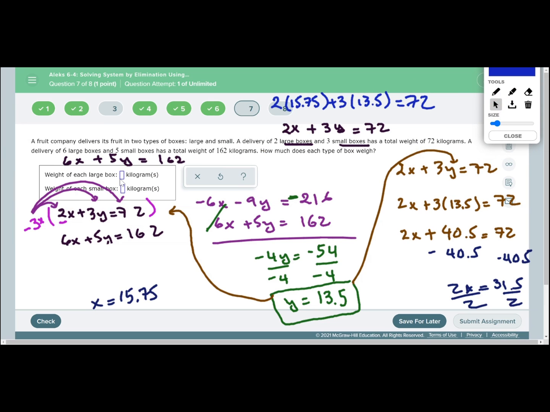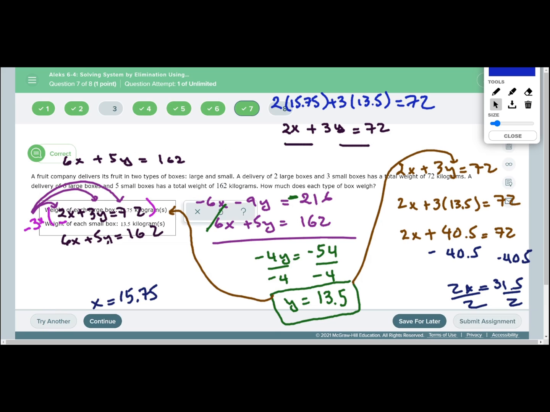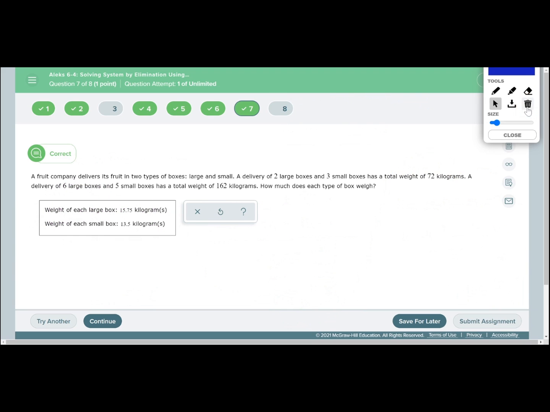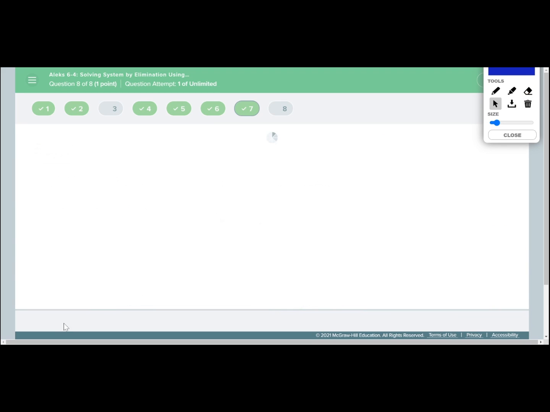So the large box is X. X is 15.75. Sorry, 15.75. And the small box is 13.5. Check. Yay! Perfect.